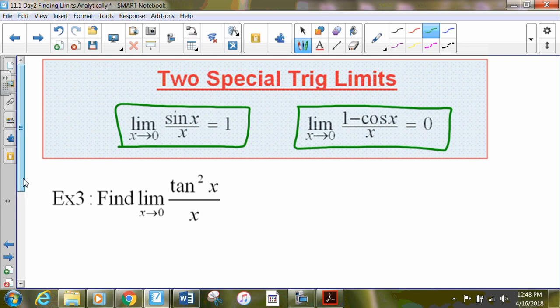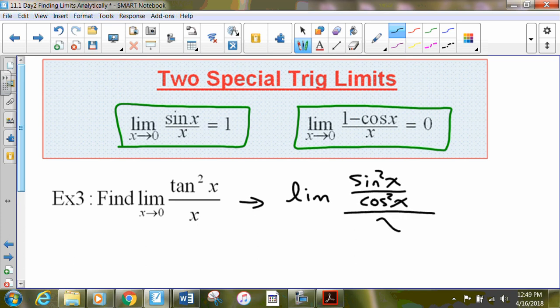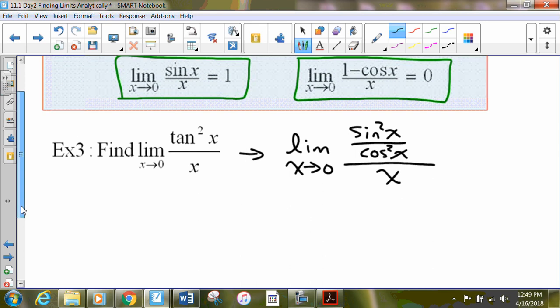So here we go. Find the limit of tan squared x over x as x approaches 0. I don't see that one of my special trig limits involves tan. So what do you think I'm going to do with tan? That's right, I'm going to rewrite it. Let's go ahead and do the limit of sine squared x over cosine squared x, all over x, as x approaches 0. Can I plug x in? Can I do a direct substitution? Nope.